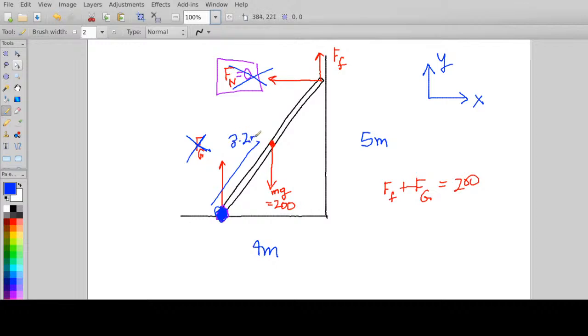3.2 meters. Okay. That's half of 6.4, but it's still not complete, because you also need that angle there. And you go, how do I get that angle? Well, that angle there is the same as that angle there. Okay, and you say, well, now how do I get that angle?